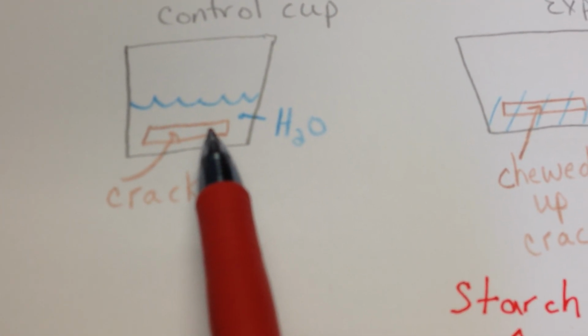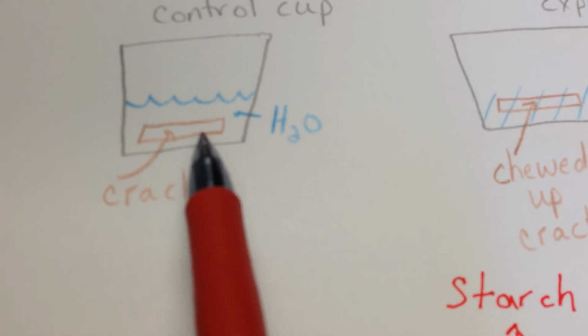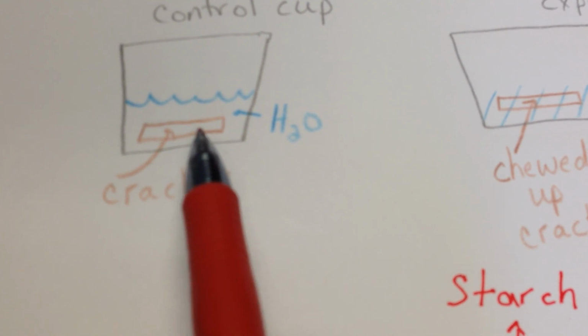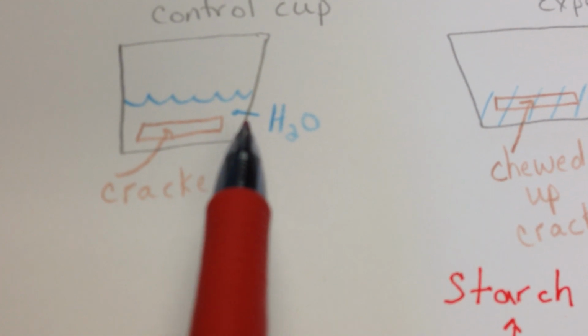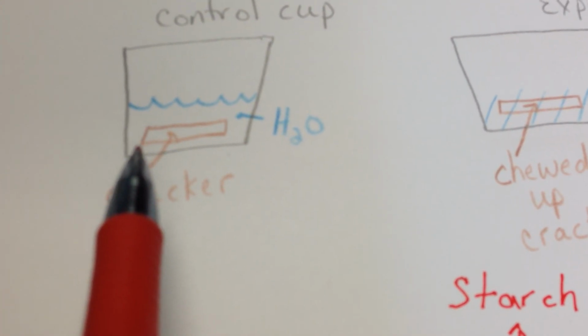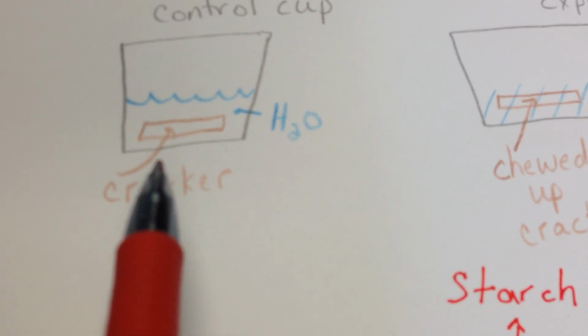We do not have an enzyme. We should not get product. We should not get glucose, because without that enzyme, that reaction won't take place. So when we check this for glucose using those glucose test strips, we should not see glucose.